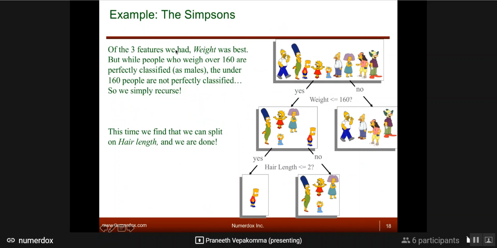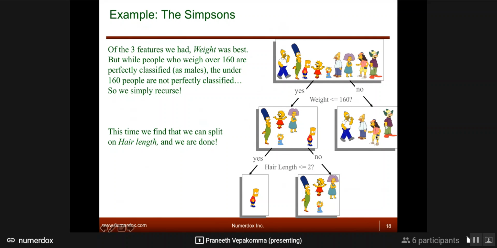Then you see that of the 3 features, apparently weight actually was best. So in this particular data set, interesting, the hair length came later. Since it is Simpson's characters, apparently the mathematics tells us that if weight is less than or equal to 160, then it is female, greater than that it is male. Again, obviously the clown ended up here. So male, all are correct now, all 4.